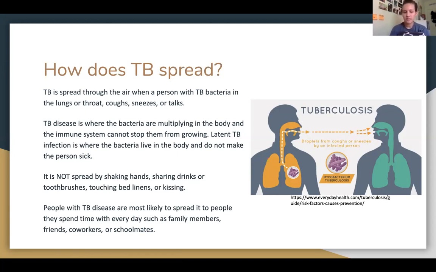A few ways that TB is not spread are by shaking hands, eating or drinking after someone else, sharing toothbrushes, touching bed linens, or kissing. Those with TB disease are most likely to spread it to people they spend the most time around, such as family members, friends, coworkers, and classmates.